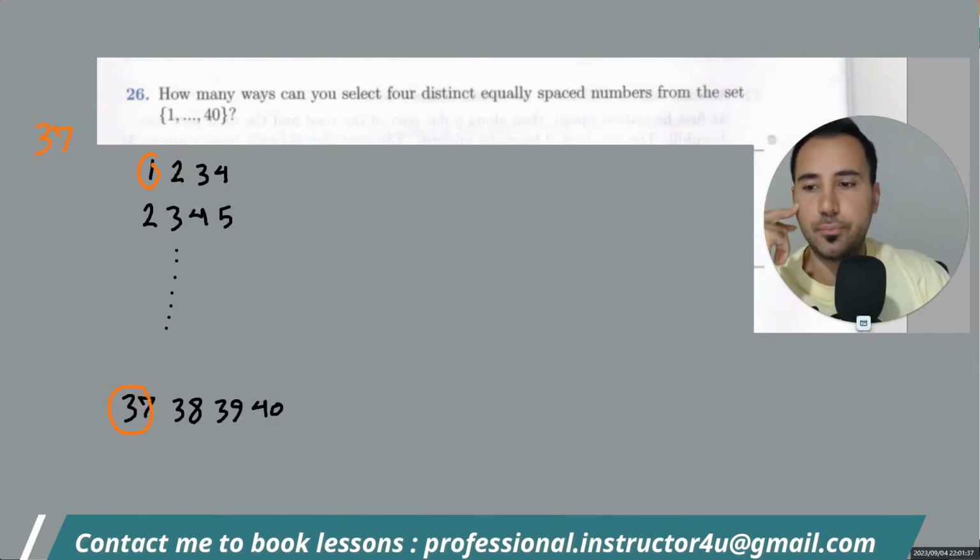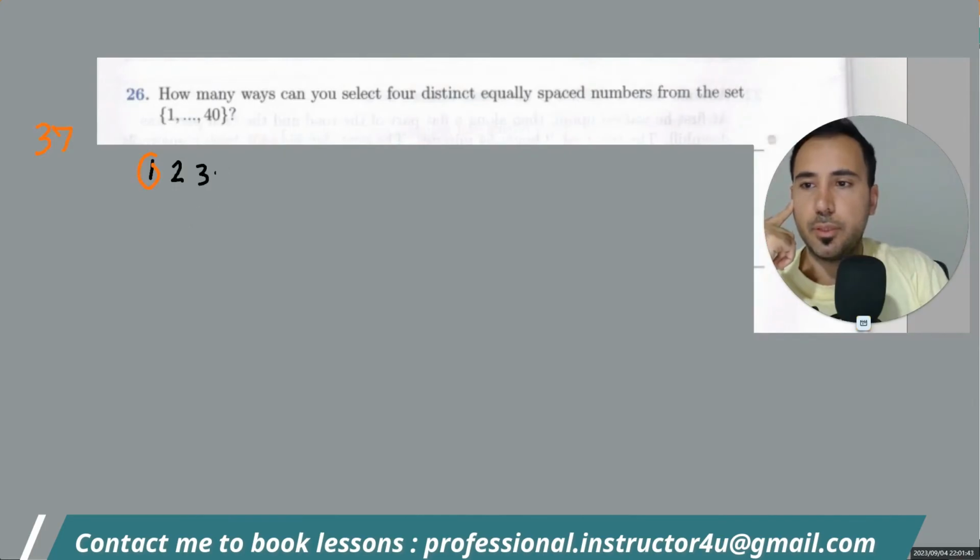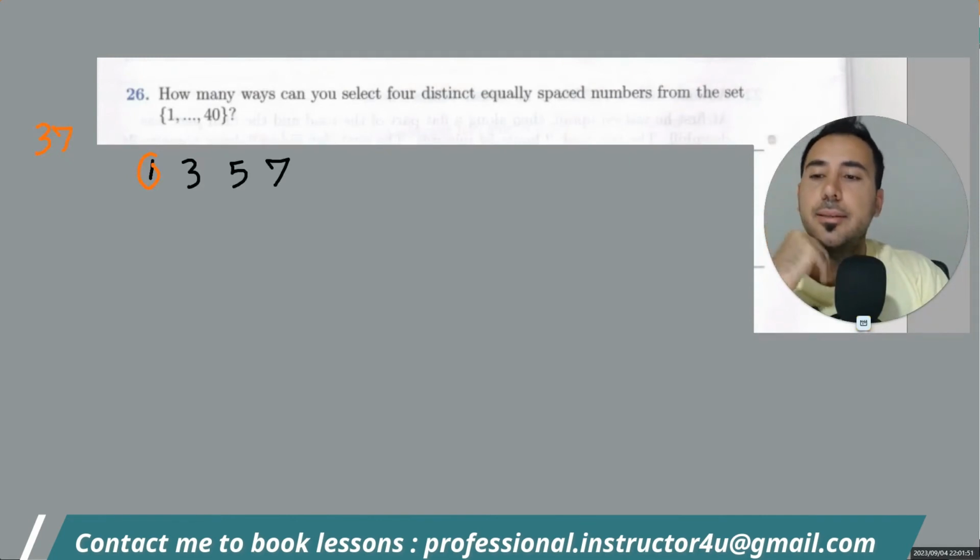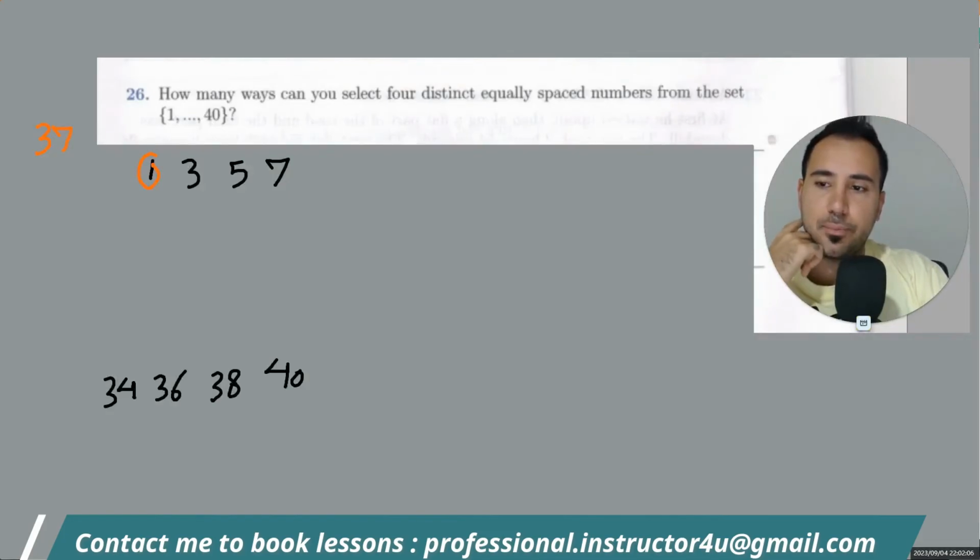Okay, the next one, I have to jump plus 2. So it would be 1, 3, 5, 7. Now what would be the last one? It will be 40. I'm going to go backward: 38, 36, 34. So the beginning one is 1, and the last starting point is 34. So I'm going to write 34 right over here.